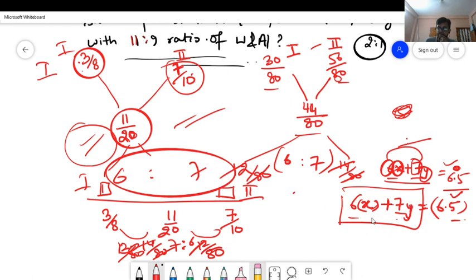This is not about water. This is the concentration of first. This is the amount of first mixture added. This is the amount of second mixture added.